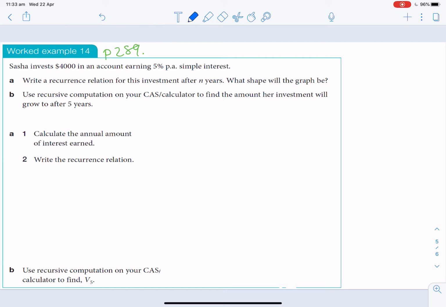So Sasha invests $400 in an account earning 5% per annum simple interest. A, write a recurrence relation for this investment after n years. What shape will the graph be? So we need to find our A value and our D value as a percentage. We've got those, but we need to find a dollar figure for our D value.